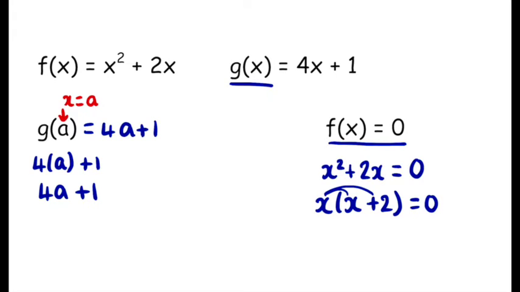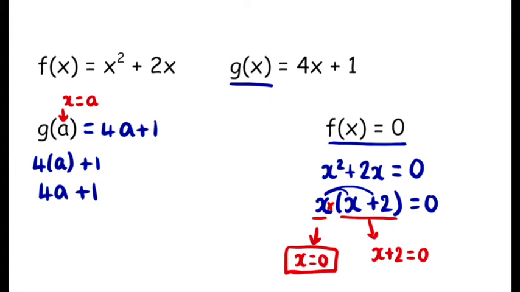So if I were to multiply this out, that would give me the same as x squared plus 2x. And here I've got two different things that are equal to 0. So either the x is equal to 0 or the x plus 2 is equal to 0, because the only way to multiply two numbers together and make 0 is to have one of the numbers as 0. So either x equals 0 or x equals minus 2.